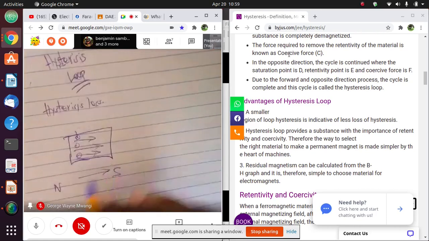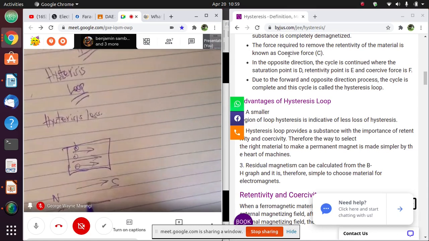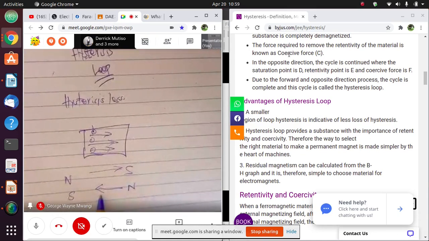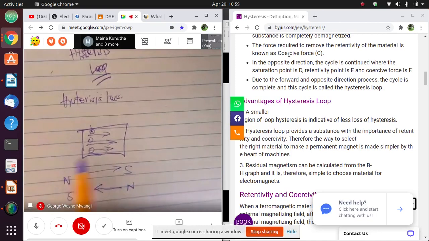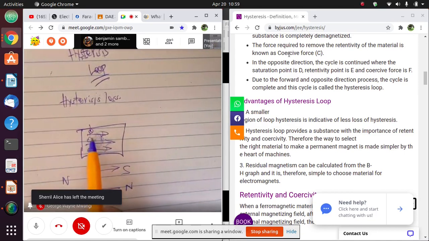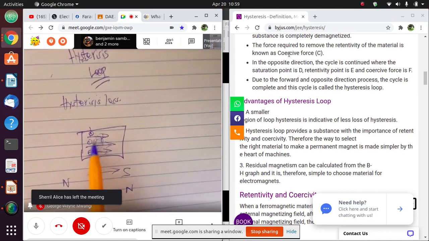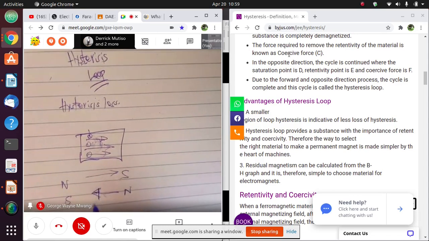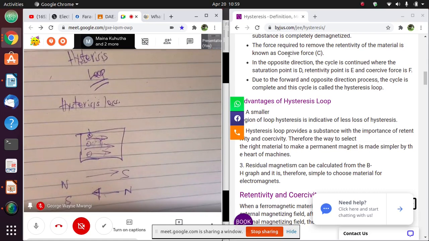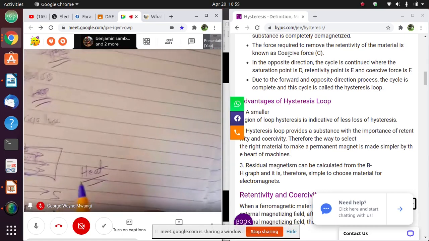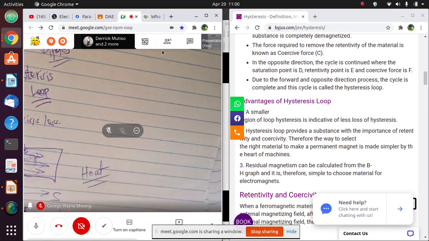Now, when I change the direction of my magnetic field, you'll find that these particles, these molecular magnets, these dipoles, will resist the change of the magnetic field, and this resistance will be in form of heat. Heat will be produced because you have changed the direction.